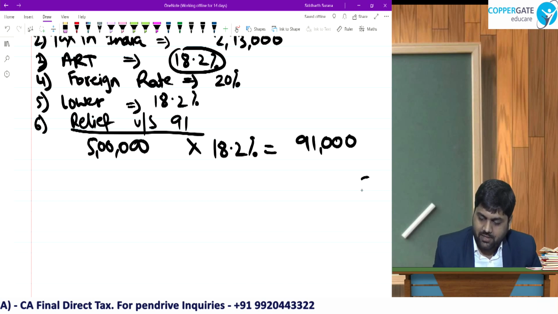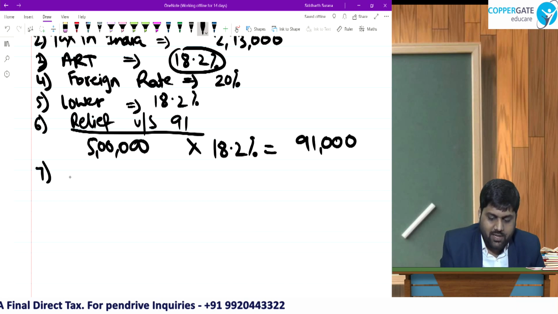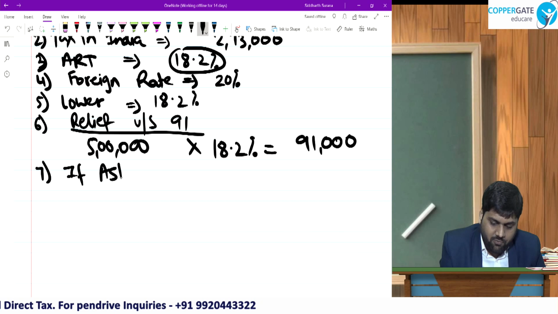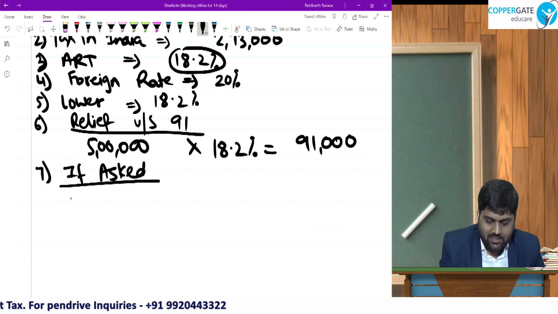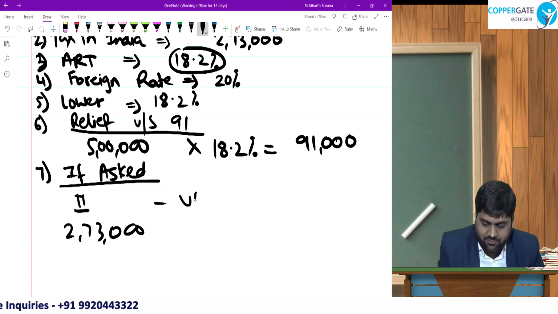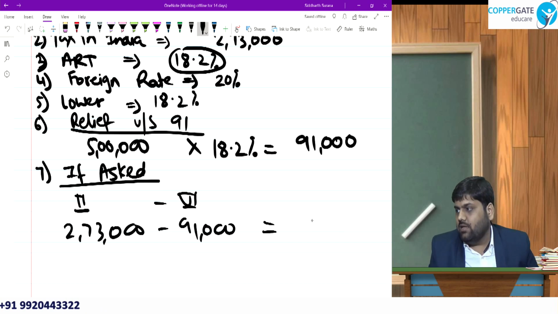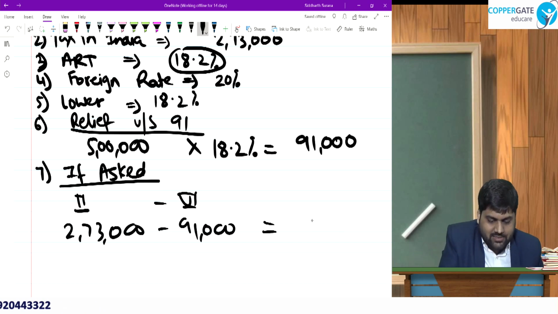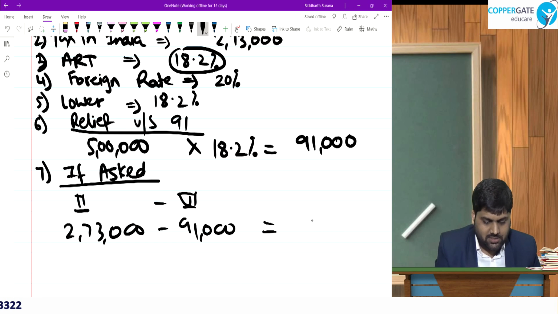And the final tax liability you will calculate only if asked. If asked, what is going to be your final tax liability? Final tax is going to be tax in step 2, that is 2,73,000 minus the relief in step 6, that is 91,000. That way, the explanation is over. The final answer is irrelevant that way, but I will give you the answer and teach you how a difficult MCQ can be made.